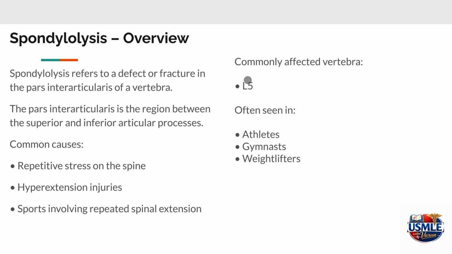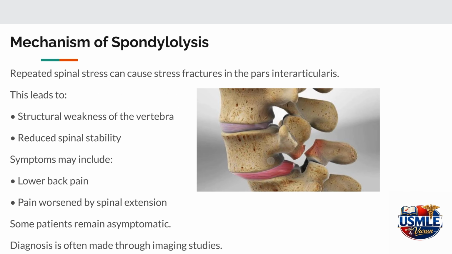Spondylolysis is a fracture of the pars interarticularis, and the commonly affected vertebra is L5. This is often seen in athletes, gymnasts, and weightlifters. Repeated spinal stress can cause stress fractures in the pars interarticularis. This can lead to structural weakness of the vertebra and reduced spinal stability, and it can present with lower back pain, worsened by spinal extension. Some patients might remain asymptomatic, but the classic feature is lower back pain.